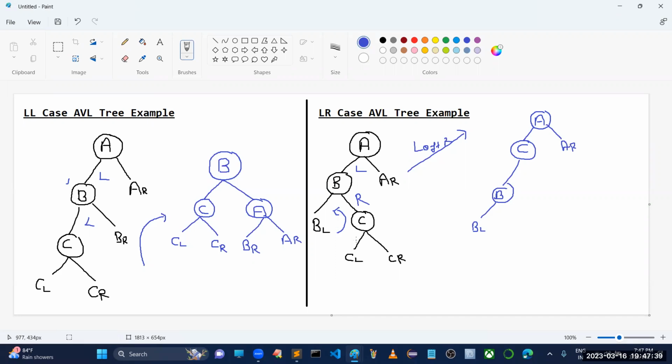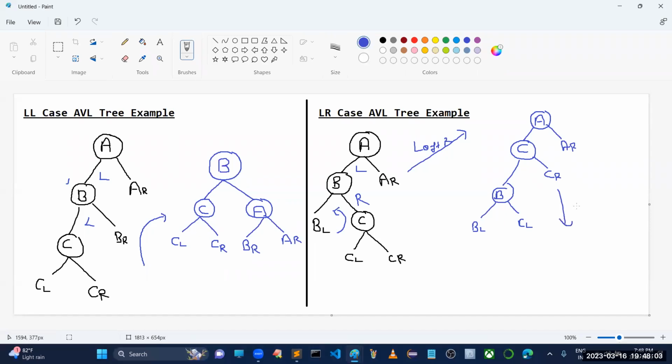What about C's children? For C, CR will be available as it is. What about CL? It is less than C. That means here. It is less than C, and it is greater than B, right? Yes. So it will come here. So CL will become here.